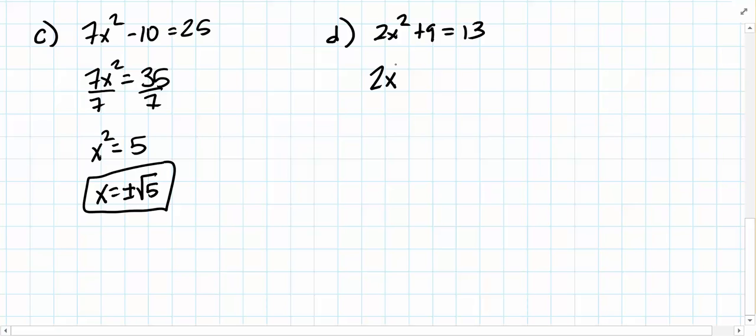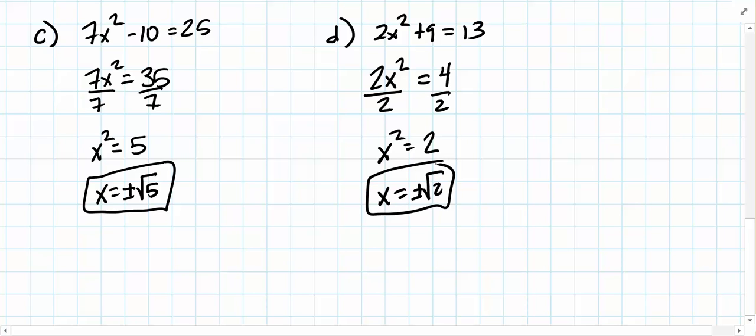2x squared would be, what's 13 minus 9? 4, then what? Yep. So x squared would be what? 2, so x would have to be plus or minus the square root of 2. Alright, are we good at solving square roots? Yeah, we're good at solving square roots. We can leave our answer with a square root in it. That's totally acceptable and totally fine.